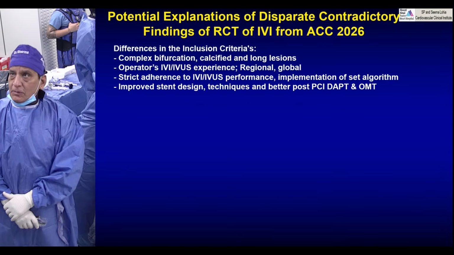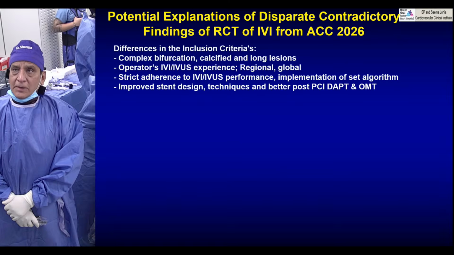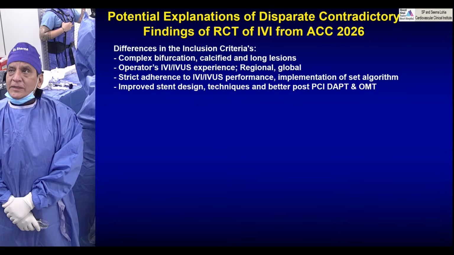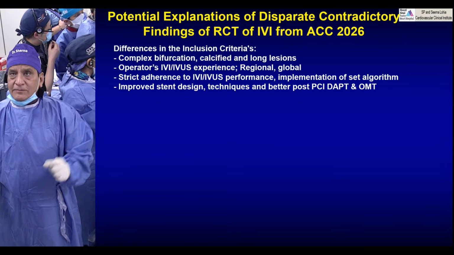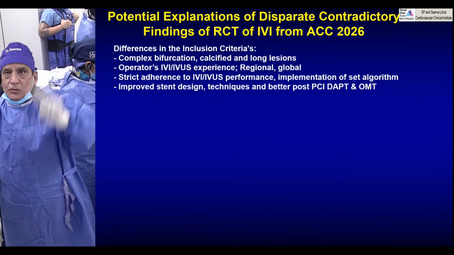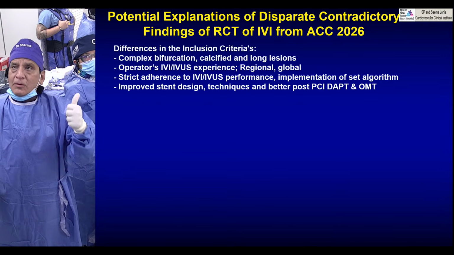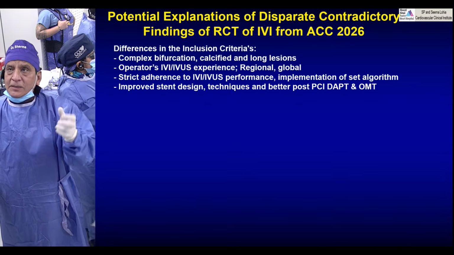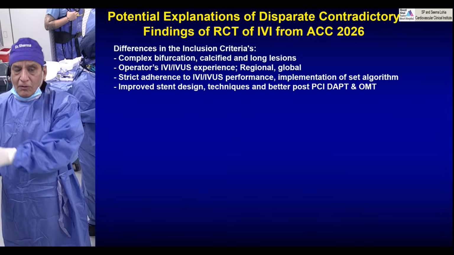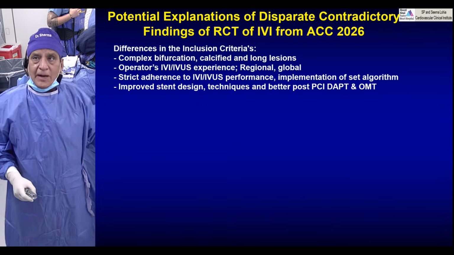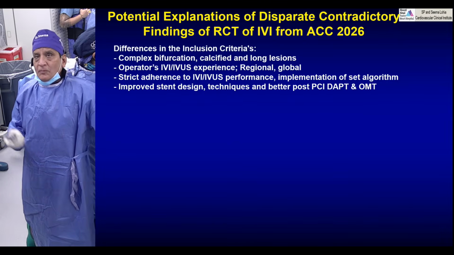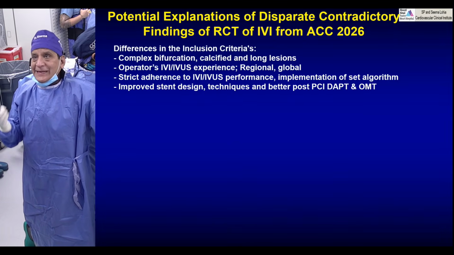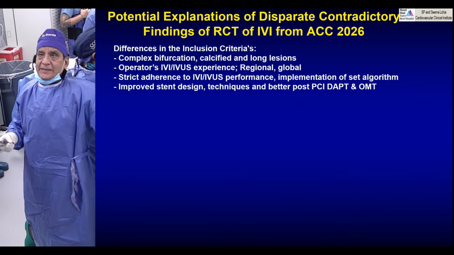And this is our own data, the interpretation difference in the inclusion criteria. So how do I explain this disparate, contradictory finding of the randomized trials, two positive, two negative? One is because differences could be inclusion criteria, that is complex bifurcation, calcification, long lesions. Maybe there is more atheroma in the patients where the trial was negative, and we know in more than 50% the stent landed in a more than 50% lesion at the corners.